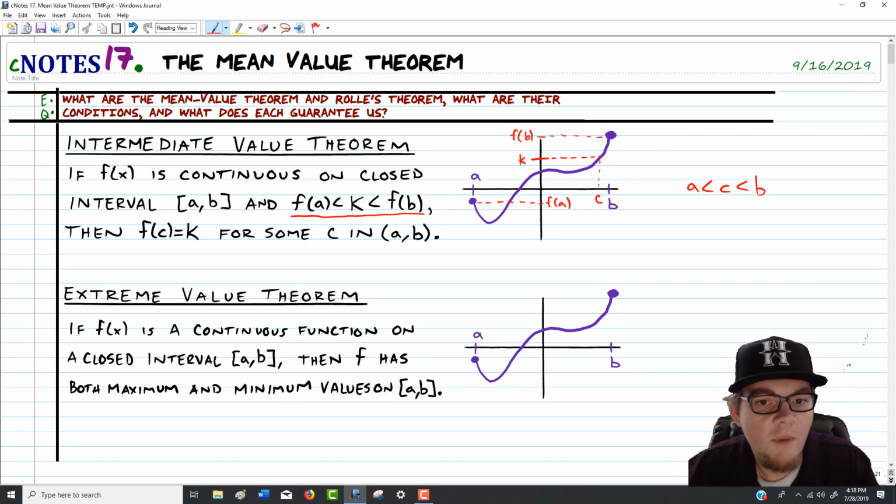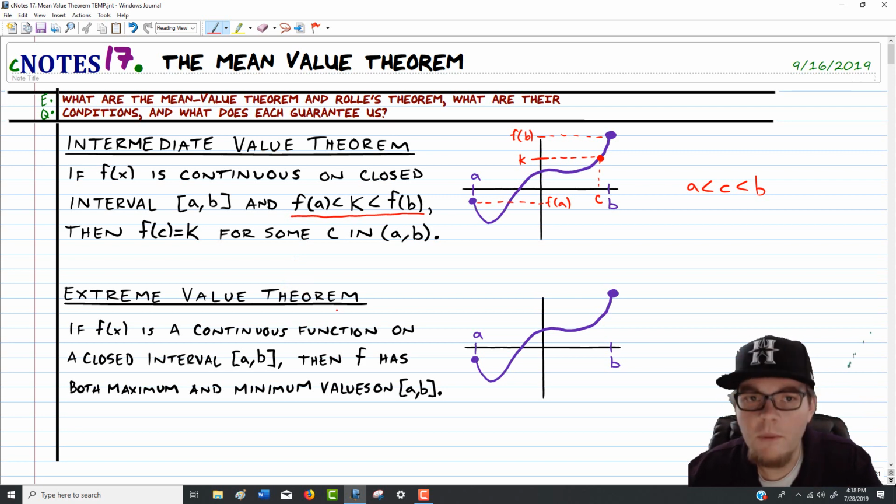We're guaranteed to find a spot on the curve and show that the x value that corresponds to that spot on the curve is going to be inside the interval that we were looking at. So that is the intermediate value theorem. We used it early on to find zeros. We've used it for other purposes as well.